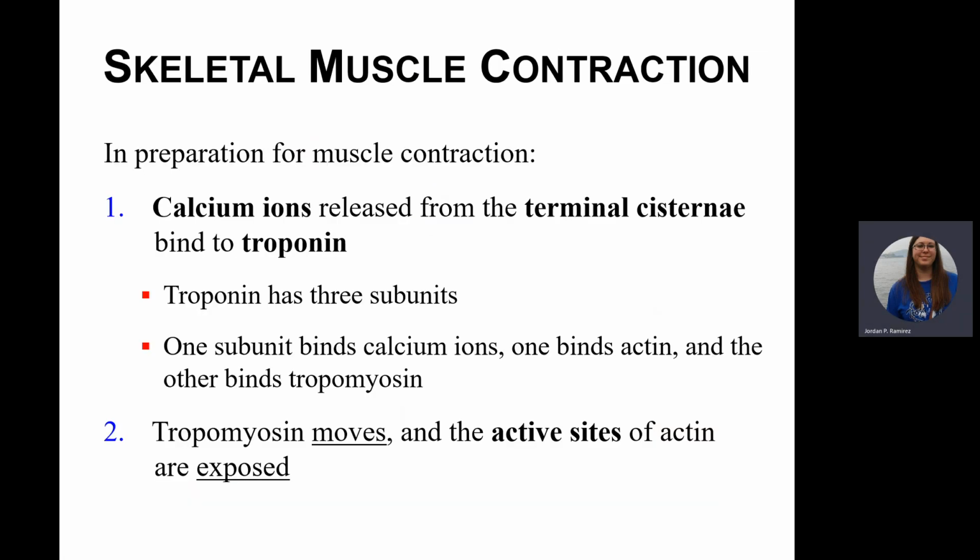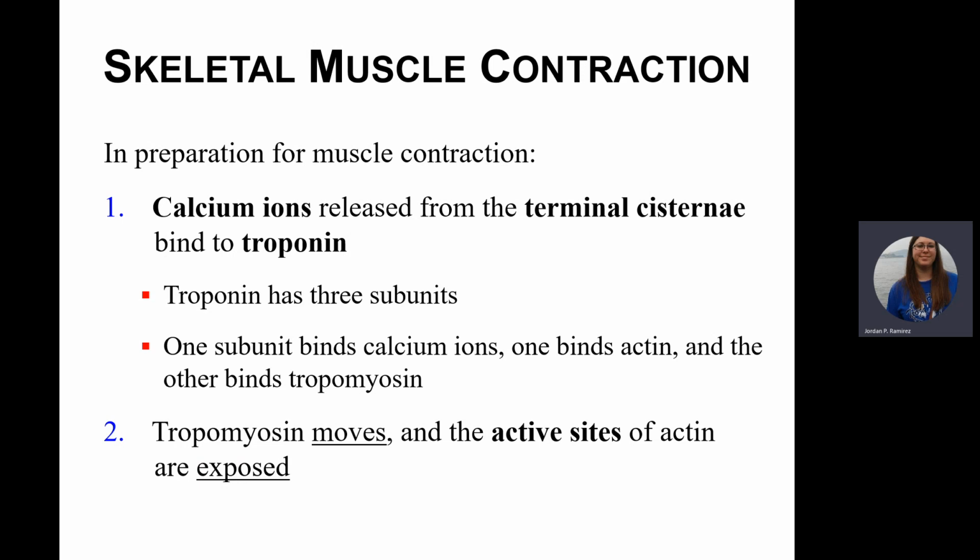All right, so we get to the best part here. Muscle contraction. Woo! We're excited. We're so excited. We're ready to do this contraction. So what happens here? So calcium ions are released again from that terminal cisternae, and they're going to go down and bind to this lovely troponin.